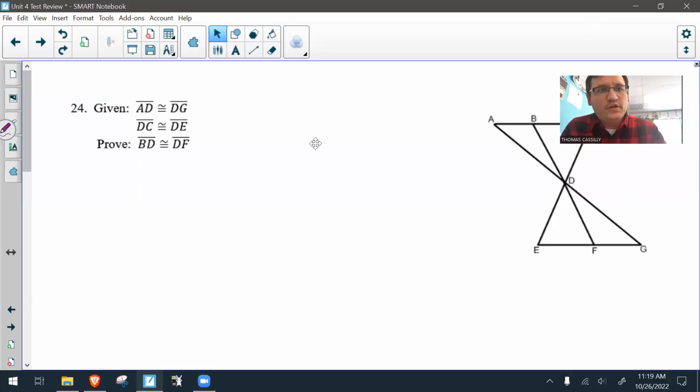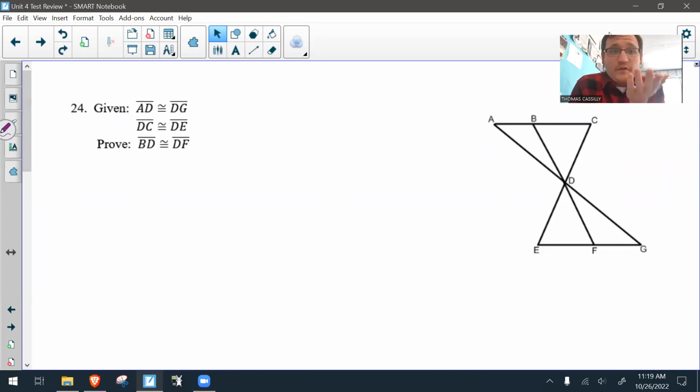All right, here we go. Unit 4 test review, page 4, the last page. So we got some more proofs, obviously. So let's do it. Wait a minute.